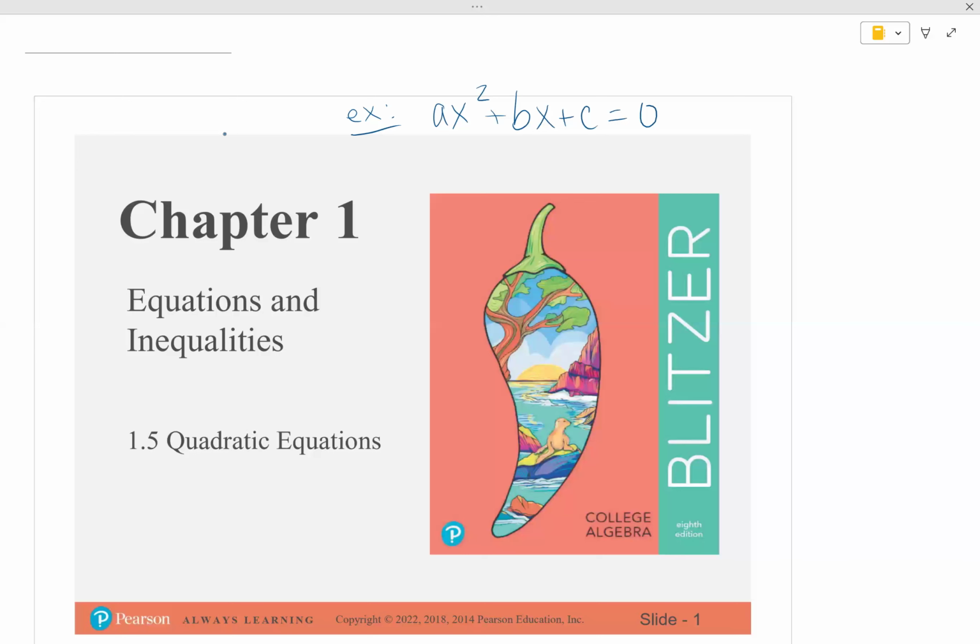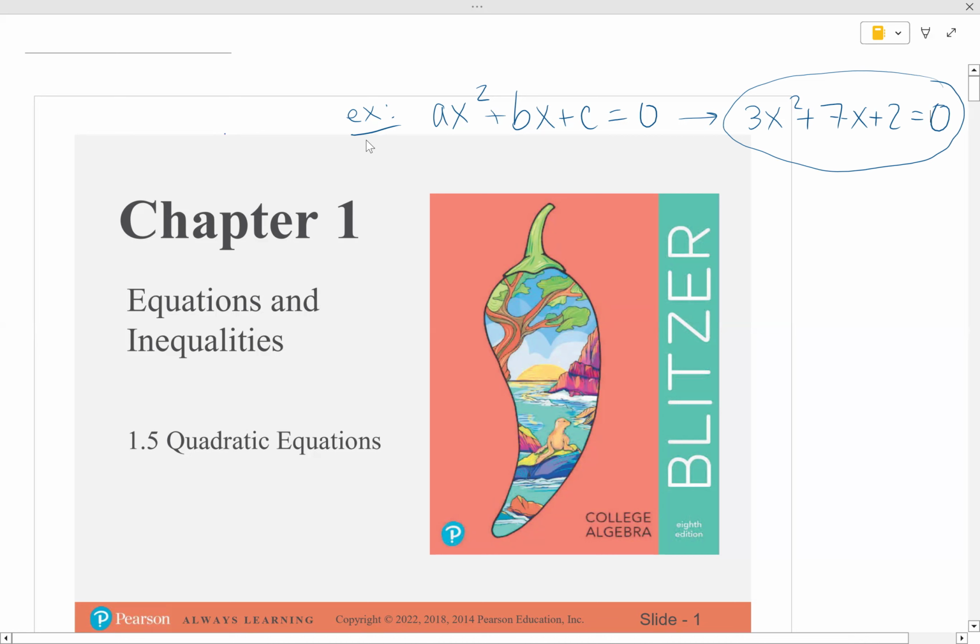That's kind of the form they take. So something like 3x squared plus 7x plus 2 equals 0. The techniques that we had in the previous section, there's no way that we can solve this with those techniques. So we're going to have to come up with some new ones. But I think we've already talked about one of them in a previous section. It was kind of a spoiler.